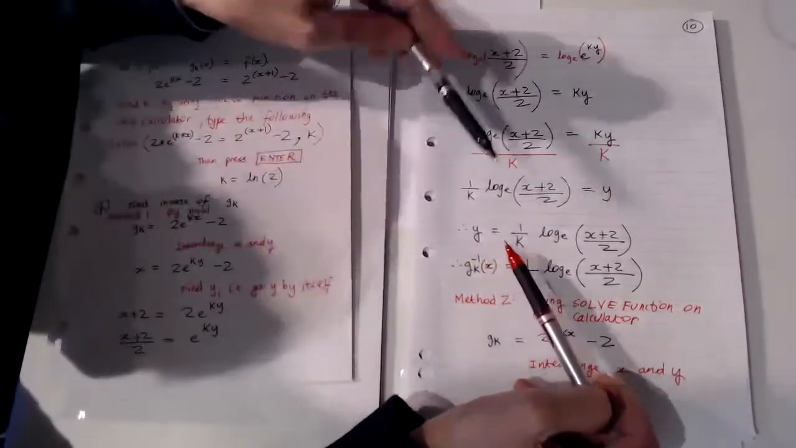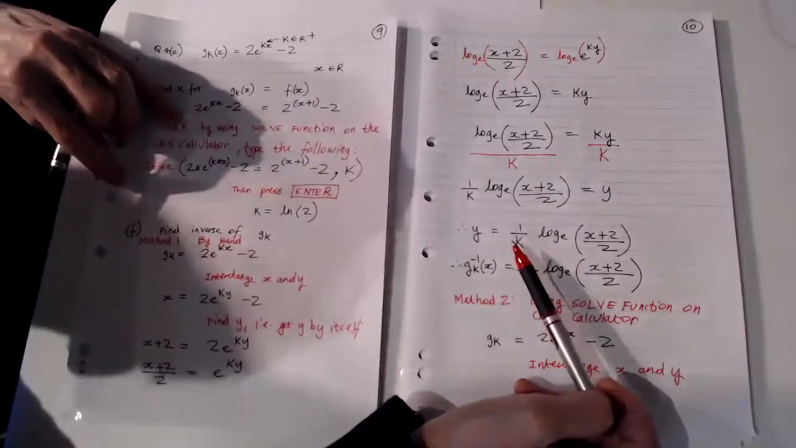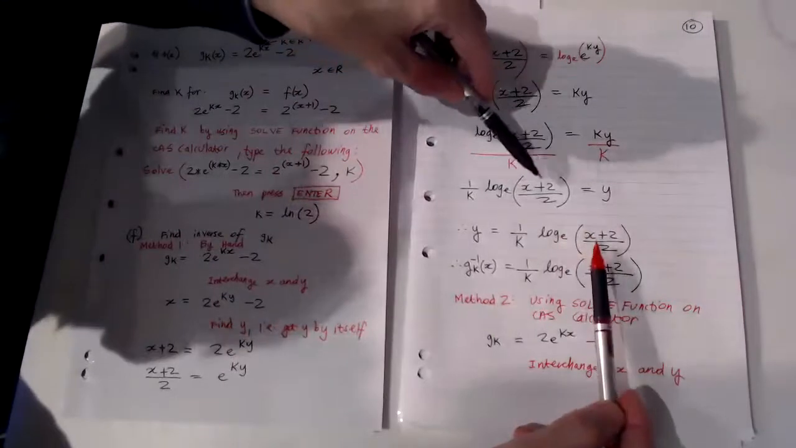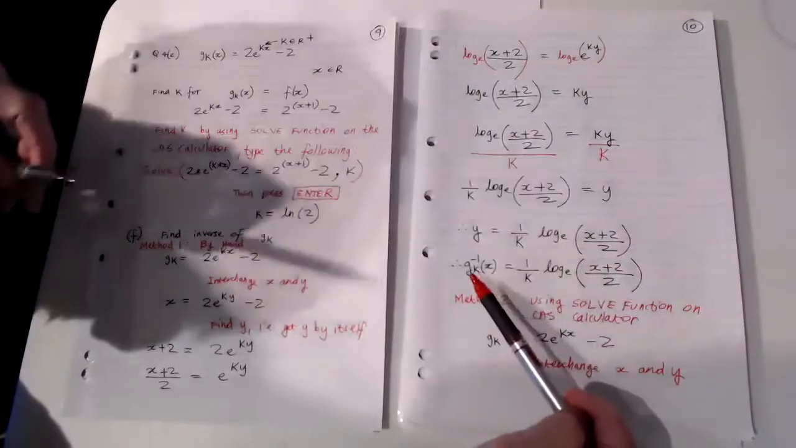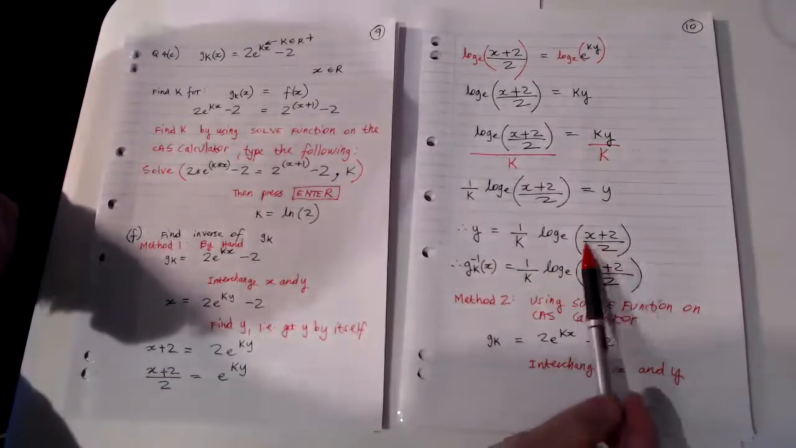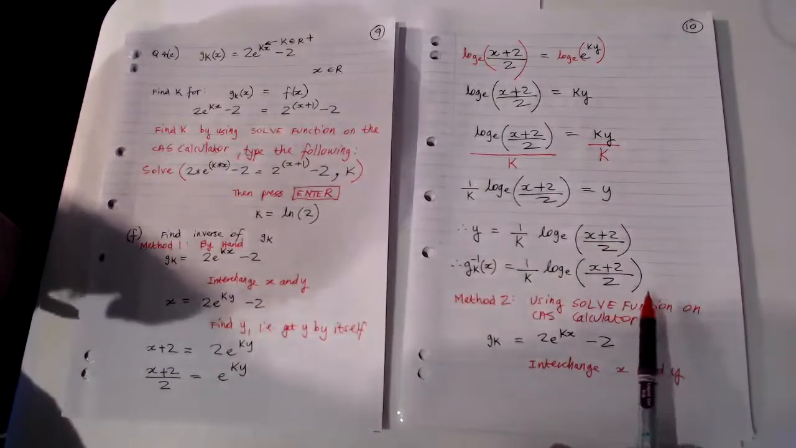So y equals 1 on k, 1 on k log e of (x plus 2) on 2. Therefore, the inverse function is equal to 1 on k log e of (x plus 2) on 2.